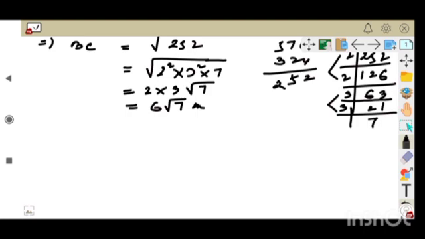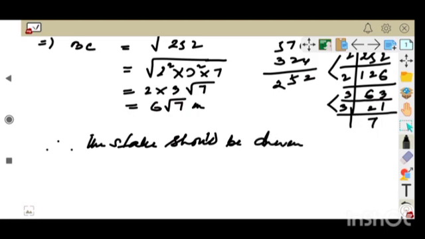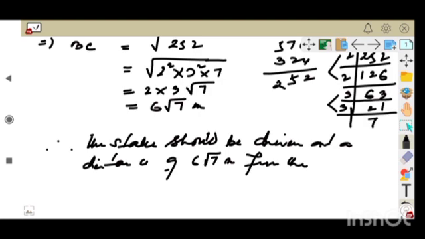Let's give the conclusion. Therefore, the stake should be driven at a distance of 6 root over 7 meter from the base of the pole.